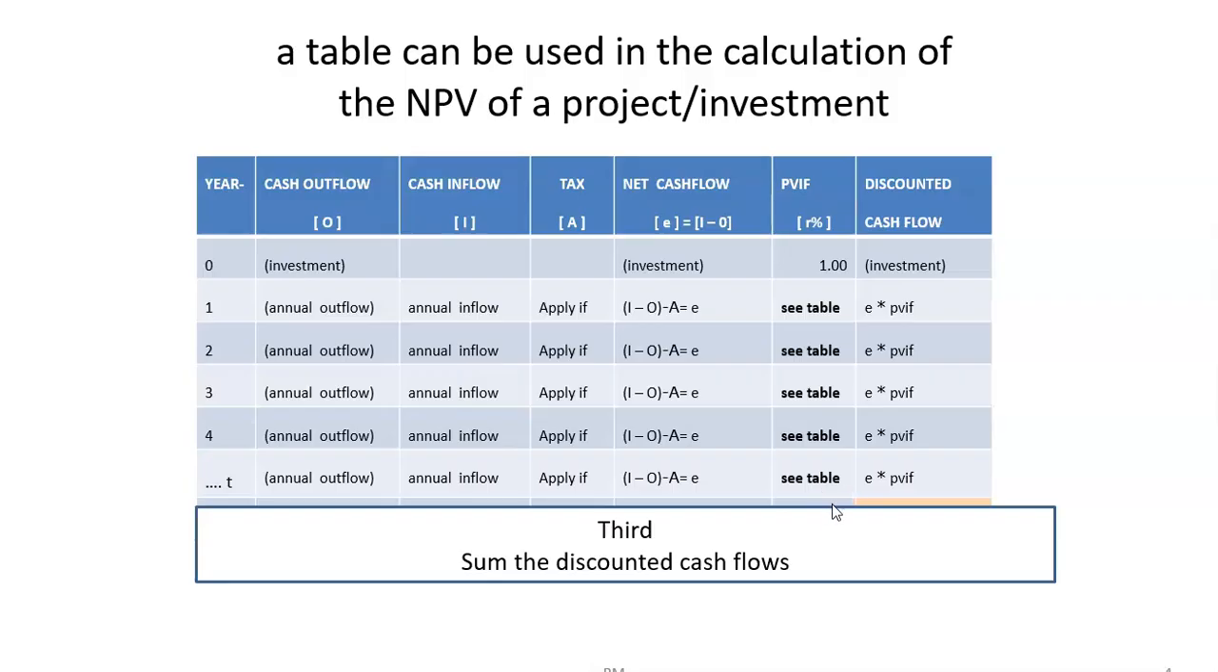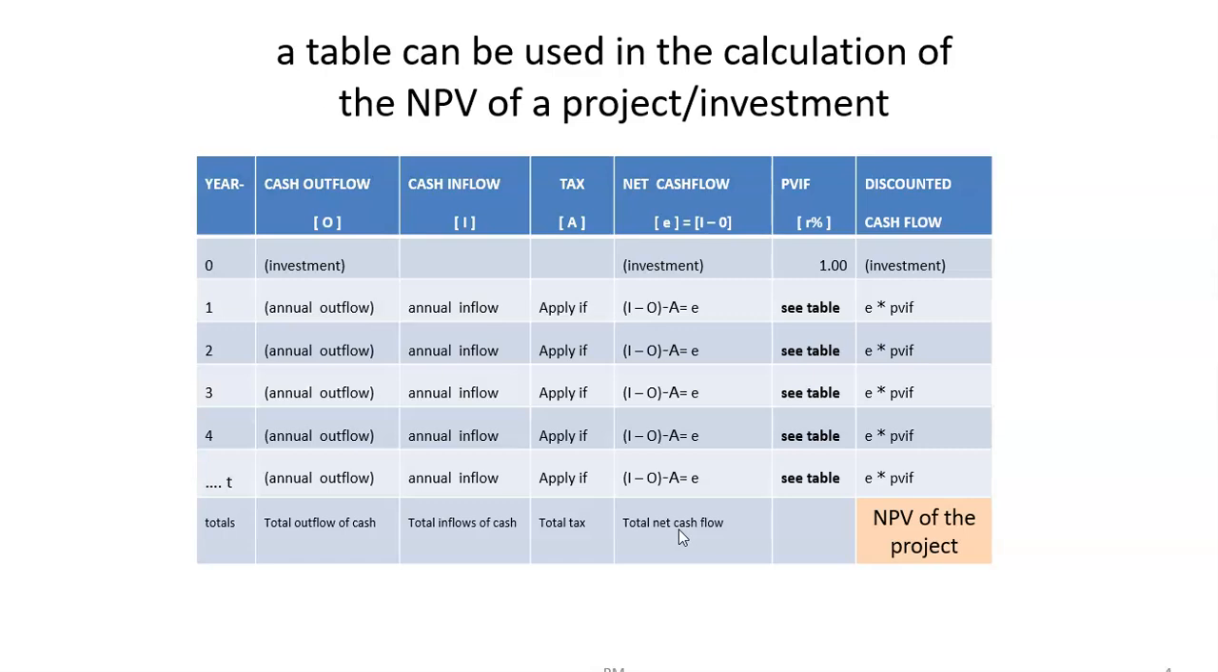All right, now once you've done all that, you're going to sum all of these discounted cash flows. So over here in this column, starting from the investment all the way down, you're going to add all those together, and that's going to give you the net present value. As simple as that. All right.